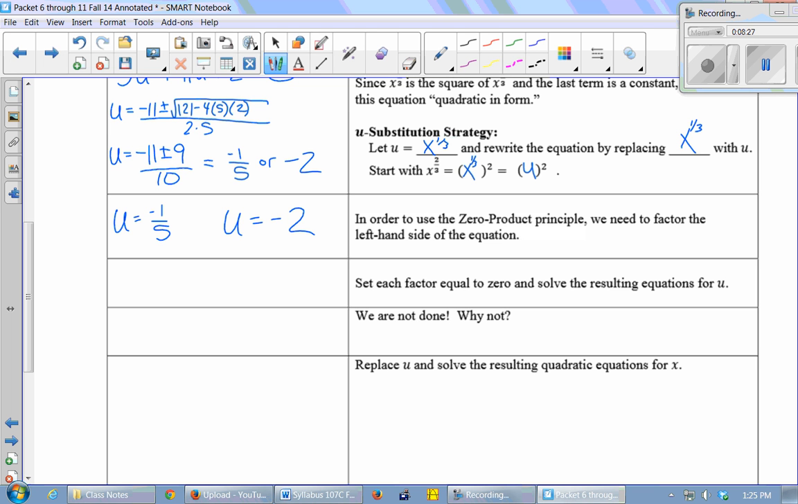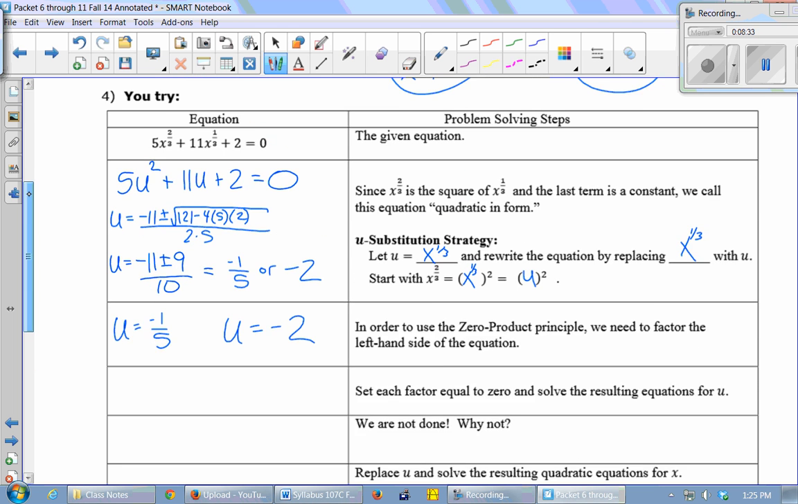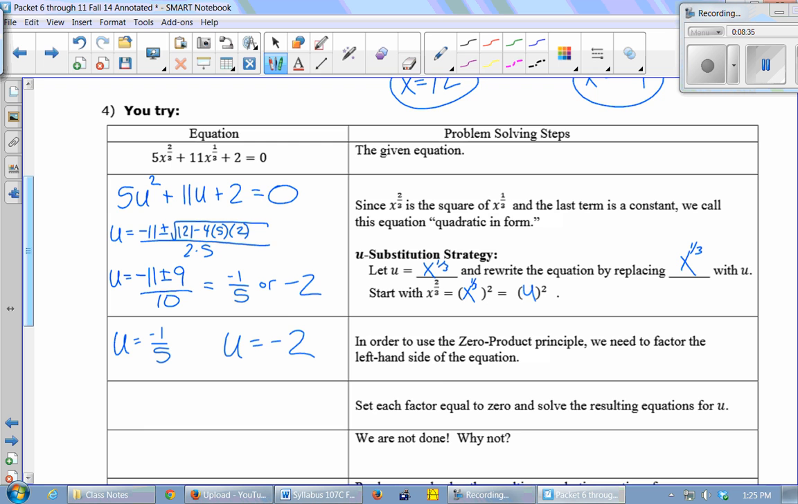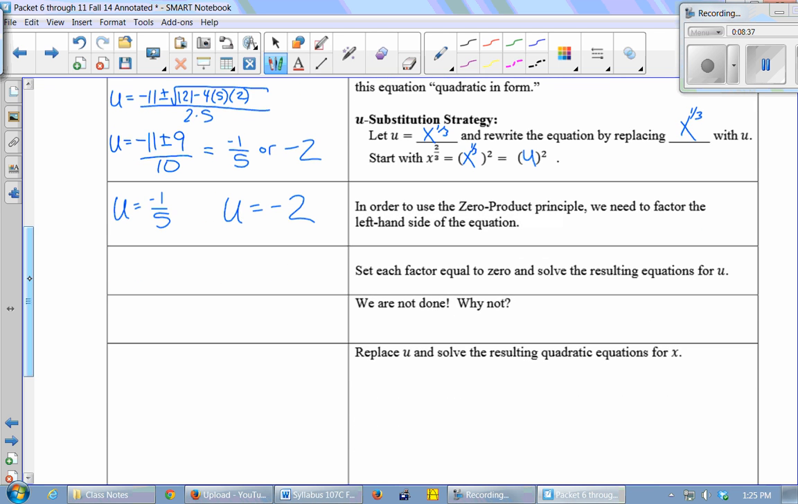But I wasn't asked to solve for u, I was asked to solve for x. So I have to translate back, right? So I made a translation to start. I replaced all my x to the 1/3 with u's. Now I have to do it again. I have to go back to x's. I have to replace u's with what? X to the 1/3. Each u I have here, I'm going to replace with an x to the 1/3. Instead of u, I write x to the 1/3. Because u and x to the 1/3 are equal, so I can make substitutions with those two.